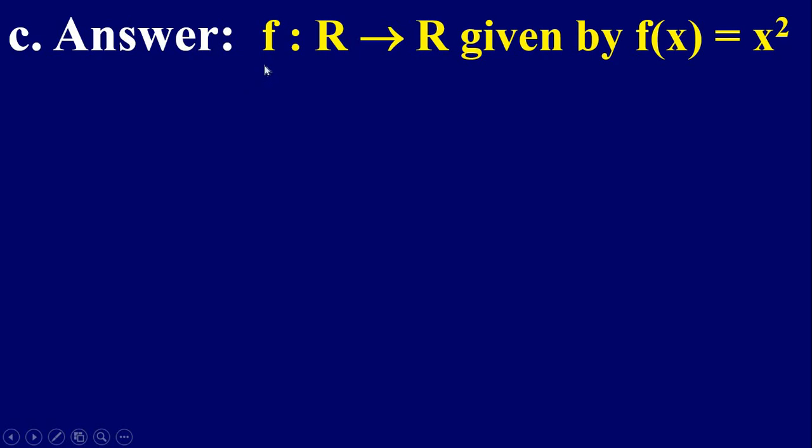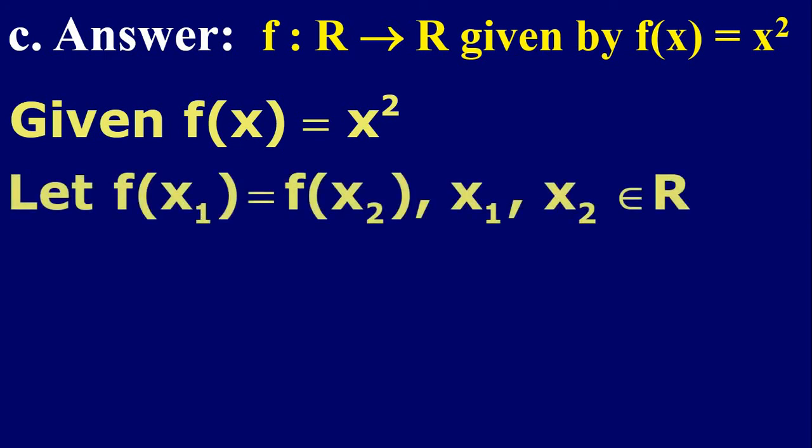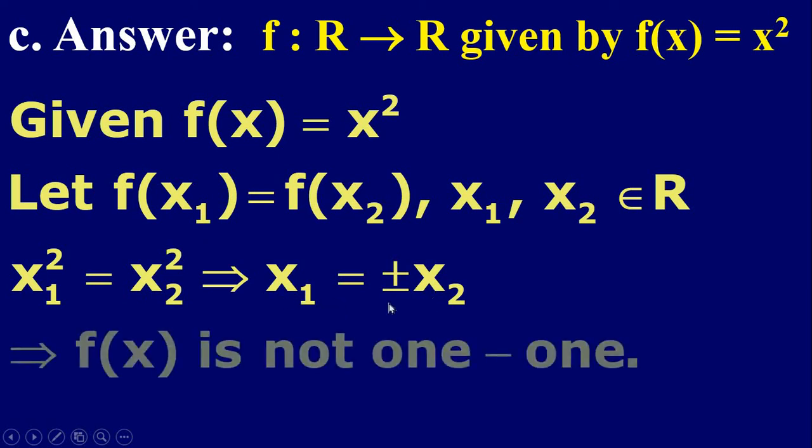Next problem. So it is given f from R to R given by f of x equal to x square. To verify whether it is 1-1, we take f of x1 equal to f of x2, where x1, x2 belong to R. Now here given f of x equal to x square, therefore f of x1 equal to x1 square and f of x2 is x2 square. And we can write x1 equal to plus or minus x2. So here also x1 equal to plus or minus x2. Therefore this function is not 1-1 function, since x1 equal to plus or minus x2.